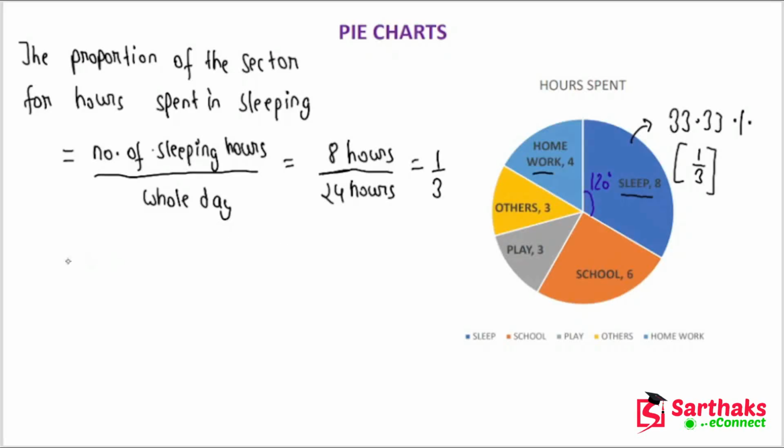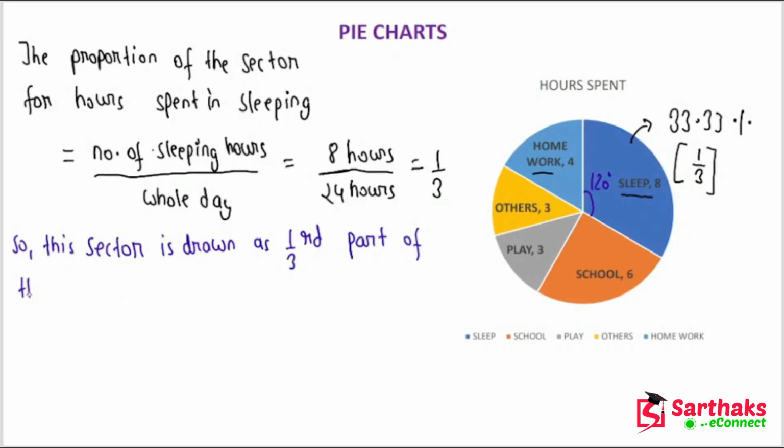So you can write that this blue sector is drawn as 1/3 part of the circle. So that is what this pie chart gives us. This pie chart gives us the convenience of drawing the area.